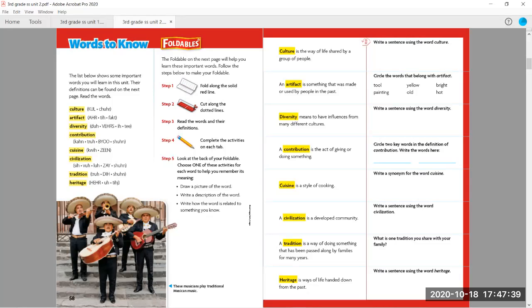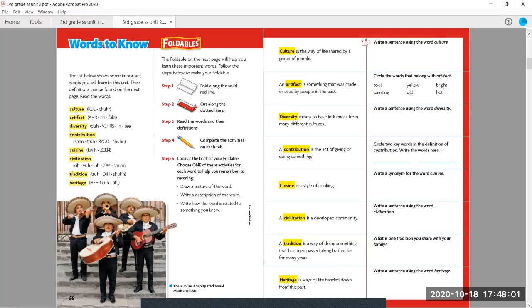So think about a tradition that you share with your family. What's something you do when you have a holiday? What is a tradition that your family does when you have a holiday? Do you exchange gifts? Do you go somewhere special? Do you have a special meal together? So write a complete sentence telling me a tradition that you do with your family.